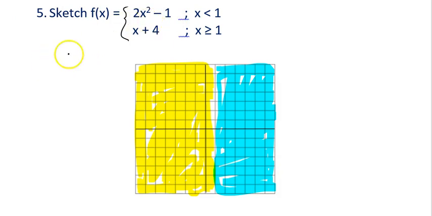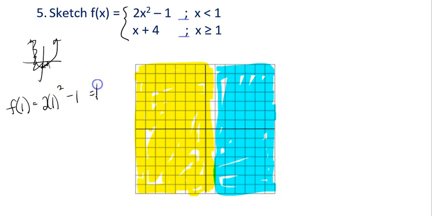We have a parabola that has been moved down 1, and it has a vertical stretch with this 2. But I only want the things that happened before 1. So from about right here back. I need to know what some of those points are. I need to make sure I put an open circle on 1. So I'm going to figure out what it is at 1. So f of 1, 2 times 1 squared minus 1 is 1. So at 1, 1, I'm going to put an open circle.